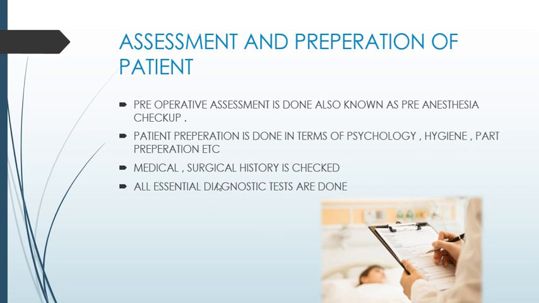Then the person's medical surgical history should be taken in regard to any particular allergies to any blood products or any medications. Then all essential diagnostic tests are done in relation to the particular surgery, like various blood tests, then a chest x-ray, and other specific investigations are carried out. Like if a patient has to undergo laminectomy surgery, which is surgery of the spine, then a CT scan or MRI report of the patient is a must. Let's move on to the next golden rule.